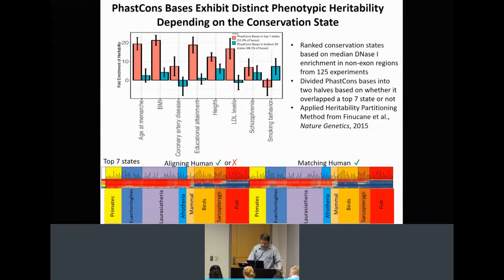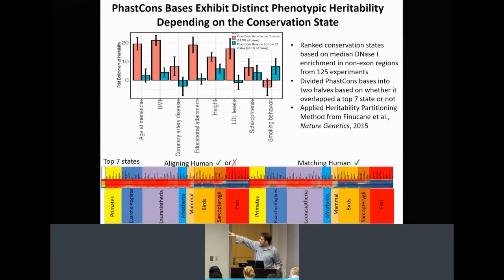And we also did another comparison here when we took constrained elements and we split them into two halves based on which conservation states they are. So we defined a set of top 7 states here that I'm showing you based on their enrichment within DNase data within the non-exonic regions, similar to what I showed you before, but based on a larger set of DNase data sets. And then the PhastCons elements in the other 93 states. This divided the PhastCons elements into two halves.